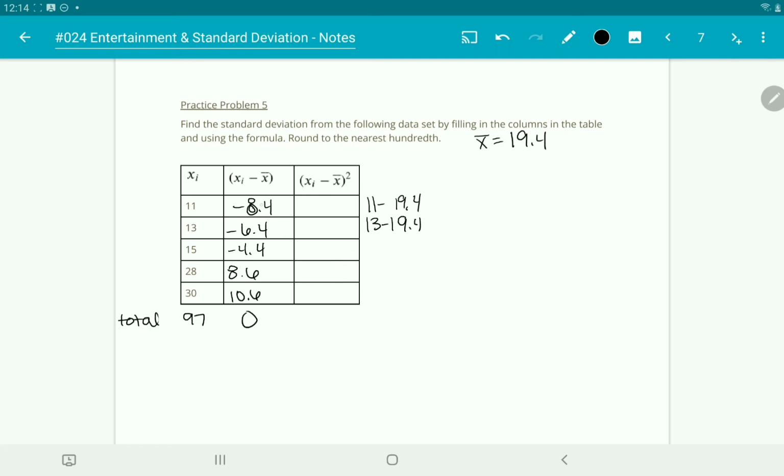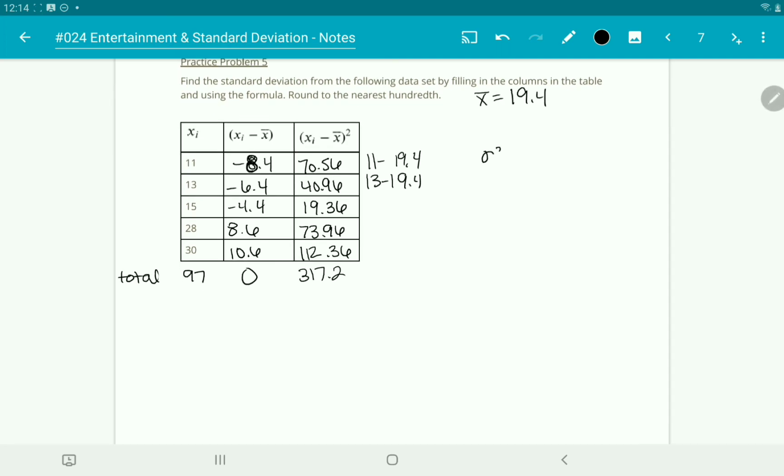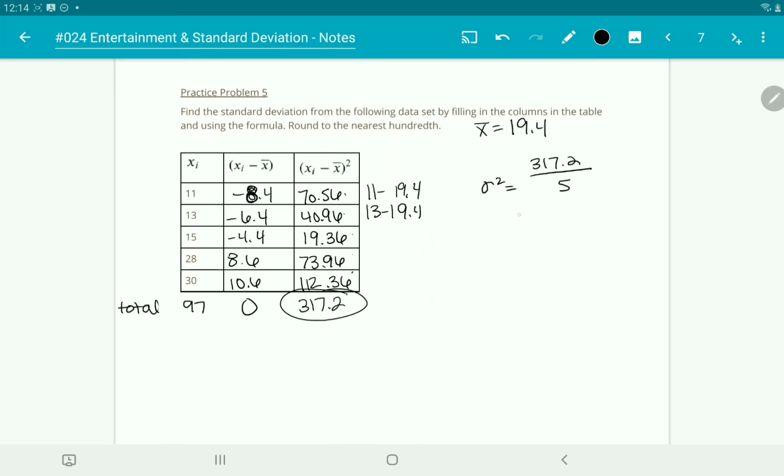And then if we square each number, so negative 8.4 squared is going to give us 70.56. If we square negative 6.4, we get 40.96. If we square negative 4.4, we get 19.36. If we square 8.6, we get 73.96. And then if we square 10.6, we get 112.36. Then if we add all those together, we get 317.2. Okay, so in order to find sigma squared, we're going to take all of these added together, so we'll take this 317.2 divided by the number of numbers we have. So we have 1, 2, 3, 4, 5.